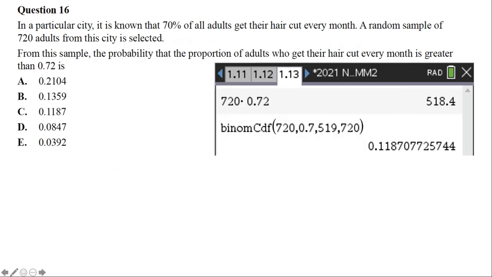518.4. But to use the binomial CDF, you must realize this is a discrete random variable. You can't have 0.4 something. So according to the inequality greater than that value, the nearest next integer value will be 519. That's why I use my binomial CDF from 519 to 720. So the answer is 0.1187 approximately, and the answer is C.